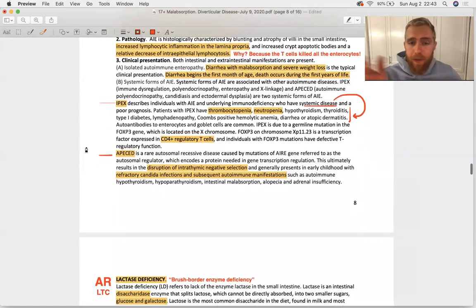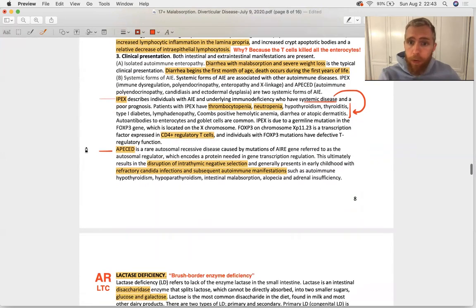Clinically, what do you see? Diarrhea, steatorrhea, surprise, severe weight loss, failure to thrive, especially because it's an infant disease. And these two systemic forms, those are going to be what you want to go back and study. So IPEX stands for immune dysregulation, polyendocrinopathy, enteropathy, X linkage. Ton of associations, big symptoms that are going to let you know that from APECED.